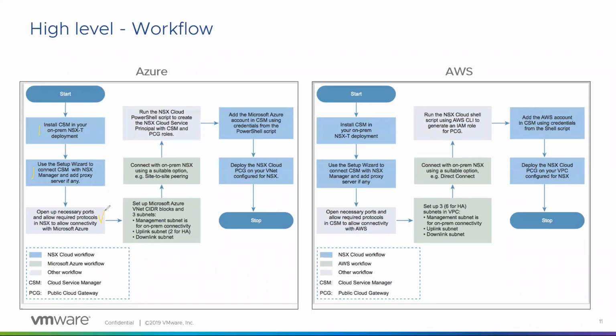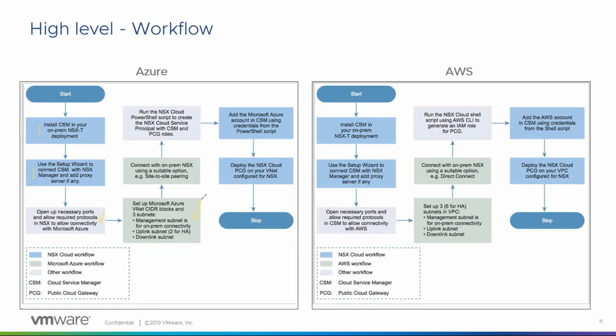Given that's taken care of, the next thing we do within our clouds is go in and set up the subnets, because ultimately we are going to deploy a gateway within these clouds, within these VPCs and VNETs for AWS and Azure respectively.